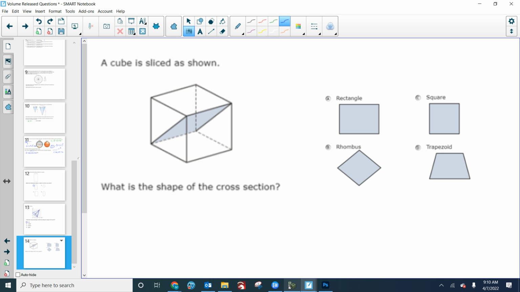All right, next one. I bet we all got it down to rectangular or square. Do you agree? How many of you went with rectangle? How many of you went with square?